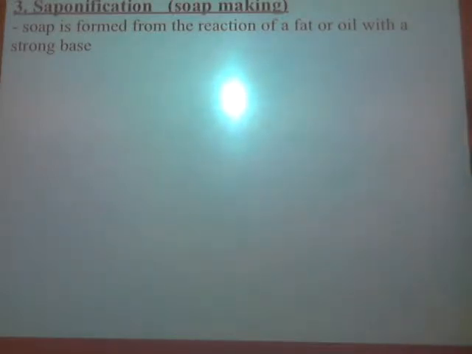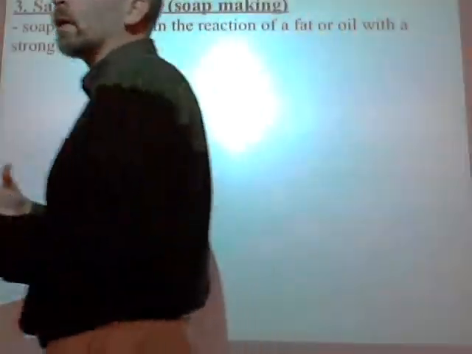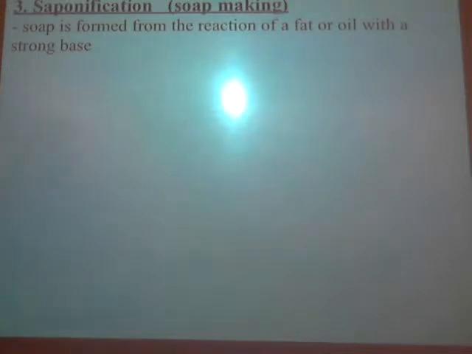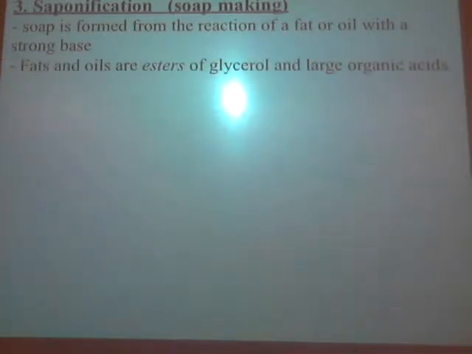They're not short esters that have characteristic smells. They're big ones. They've got like 17, 20 carbons in them. All right? And I'm going to show you an example of that, which you're going to draw down below under the formation of a fat. One more thing to say here. Fats and oils are esters of glycerol and large organic acids.